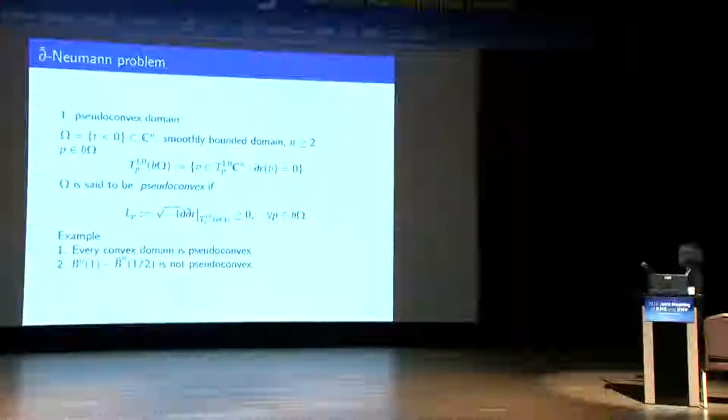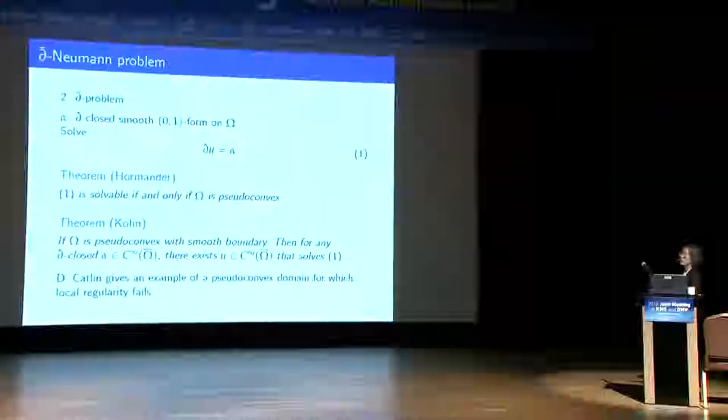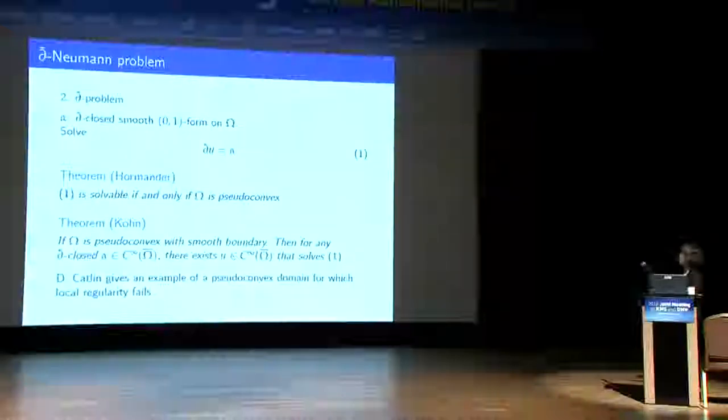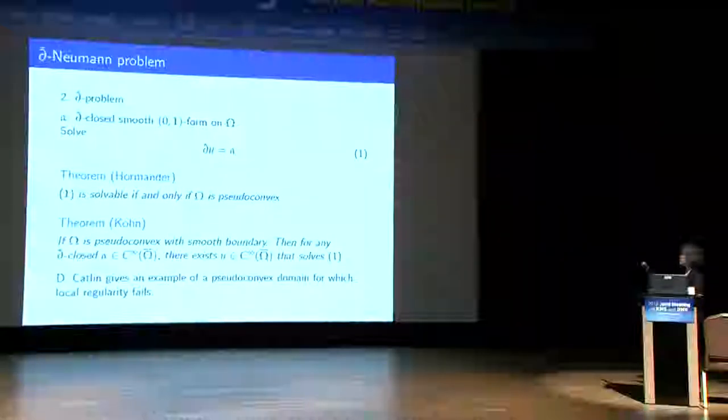And this is an important concept to solve the D-bar problem. For a (0,1) form which is D-bar closed, we want to solve the D-bar equation. This is not always solvable. And in 1965, Hörmander proved that this D-bar equation is solvable if and only if omega is pseudo-convex. And this is one of the fundamental questions in several complex variables.